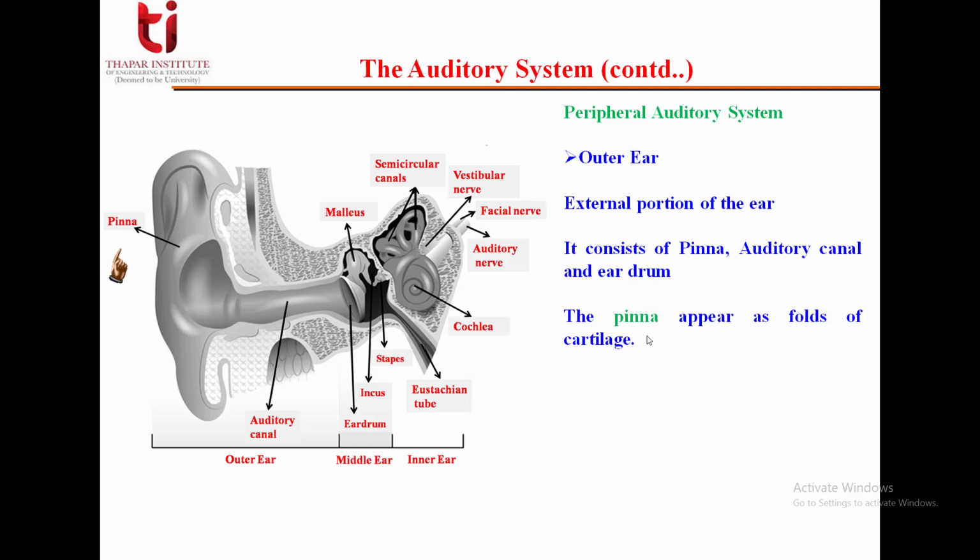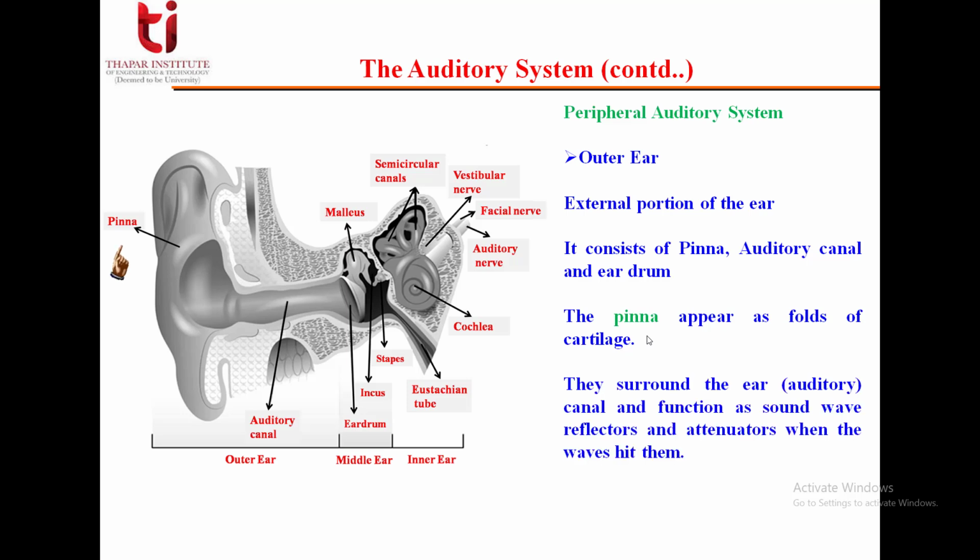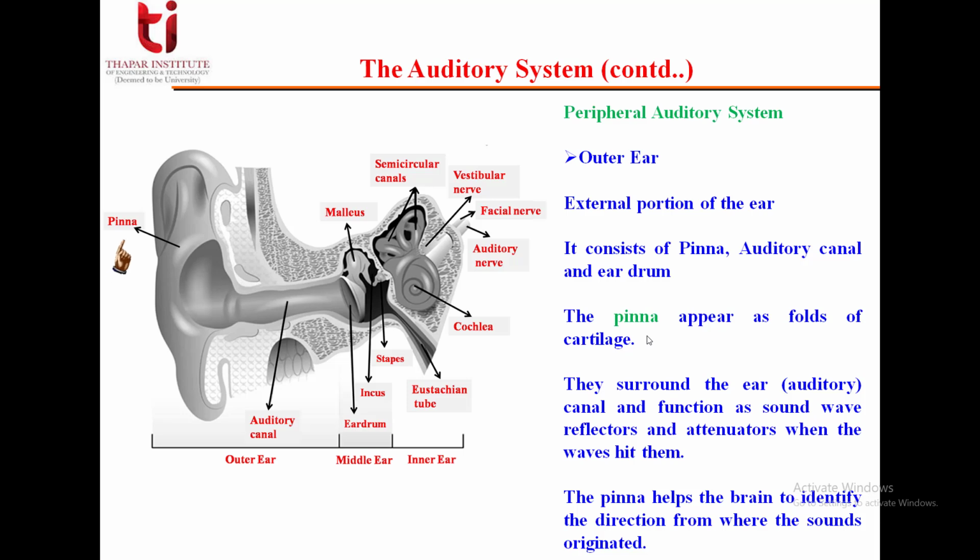The pinna appear as folds of cartilage. They surround the auditory canal, and function as sound wave reflectors and attenuators when the waves hit them. It also helps the brain to identify the direction from where the sounds originated.